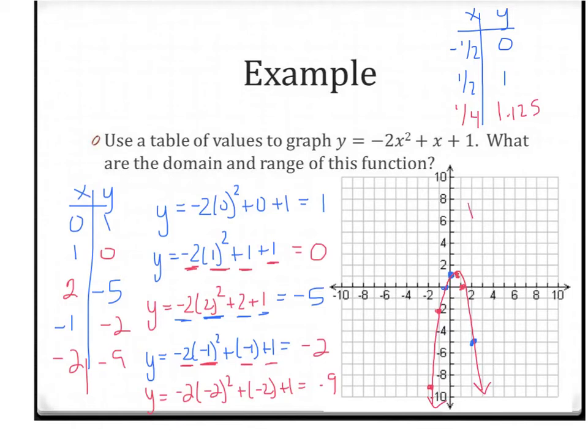Let's do the domain: all real numbers. It's going to go left and right forever. Range: y's that are less than or equal to 1.125, which is a good thing that we found that number then, because otherwise we wouldn't have that specific value.